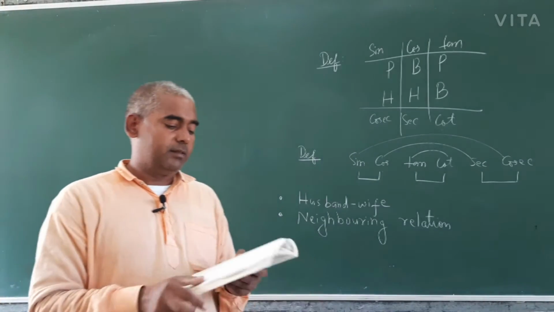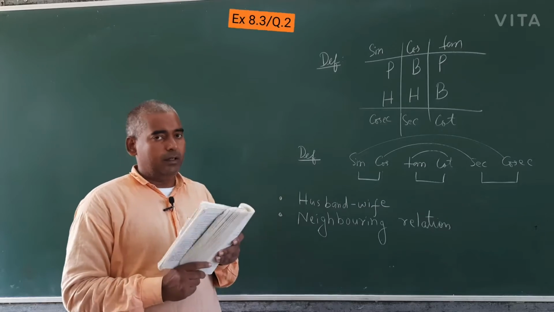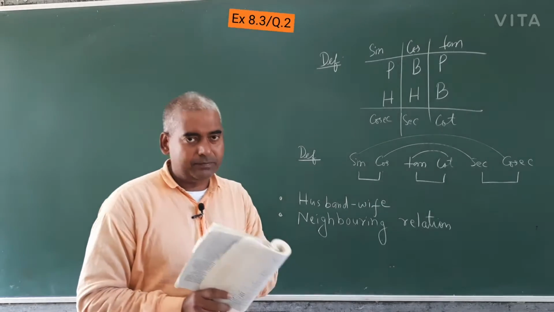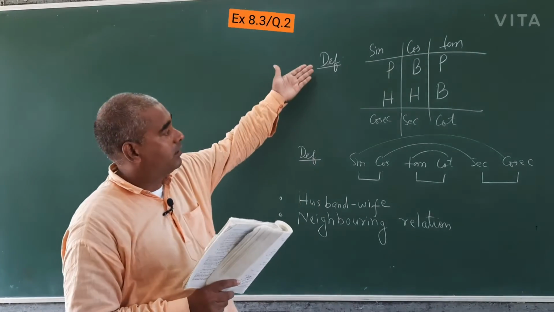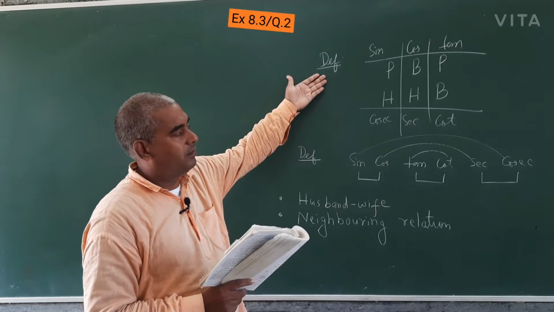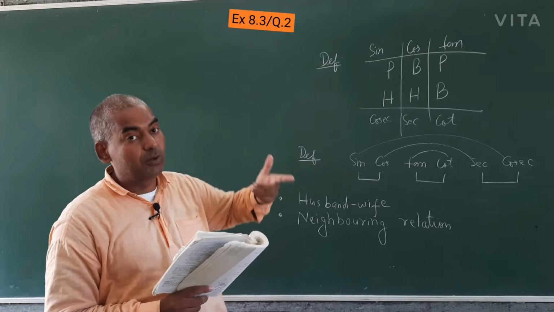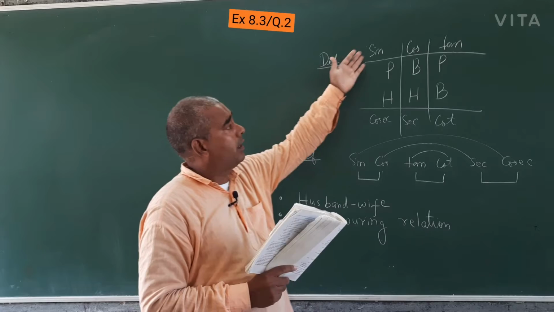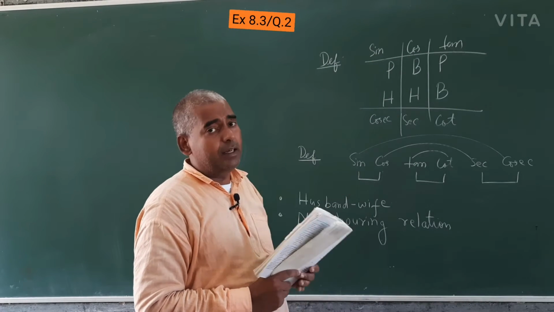Dear friends, we are going to solve 8.3. Before that, these are the definitions which I have used in exercise 8.2 also. These are the definitions: sine, cos, tan in a right angle triangle.